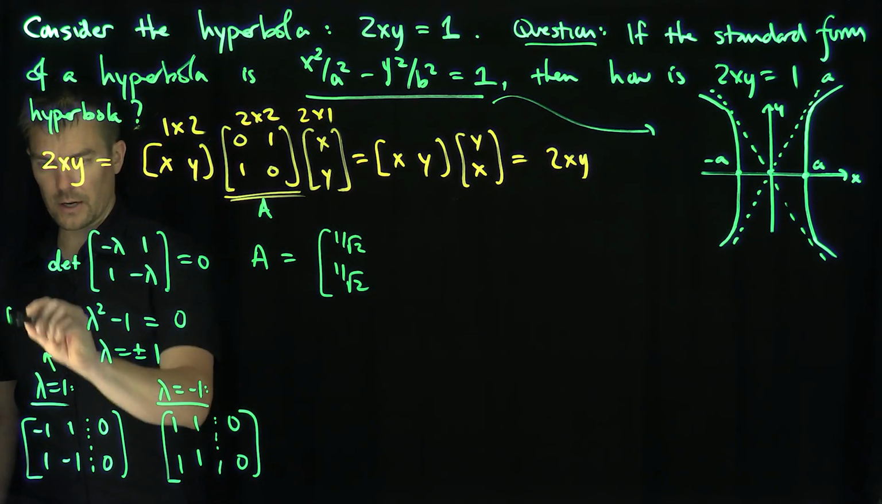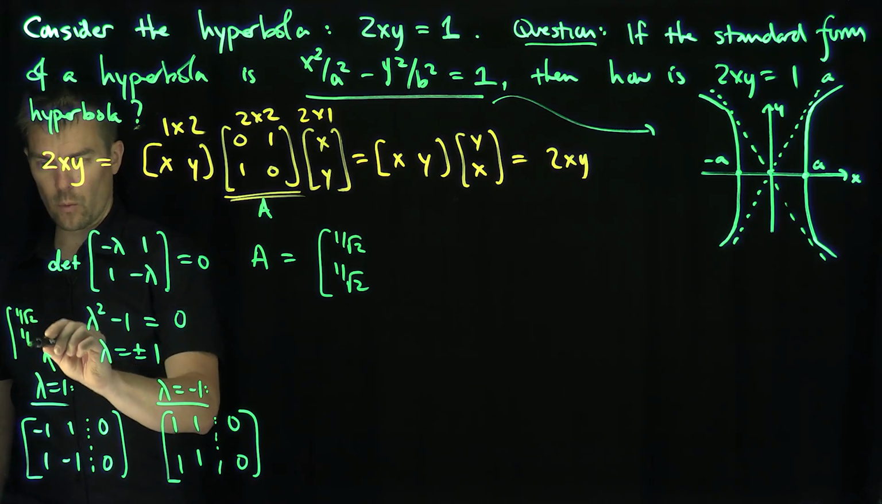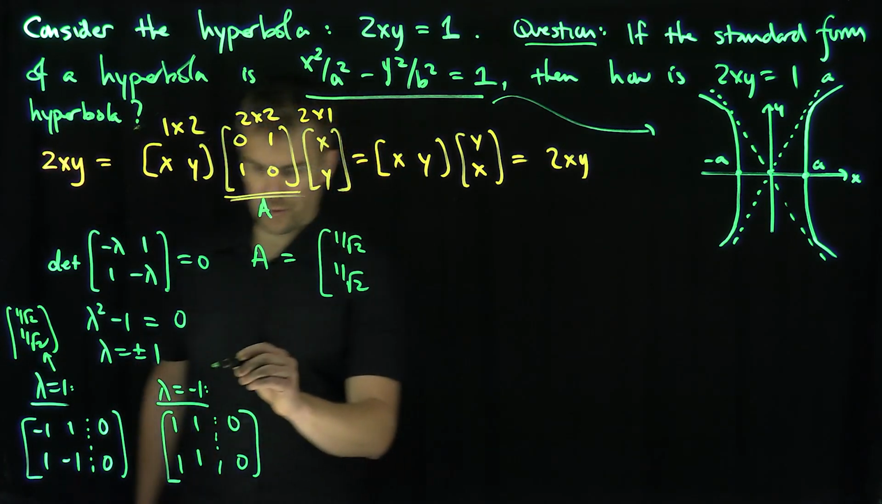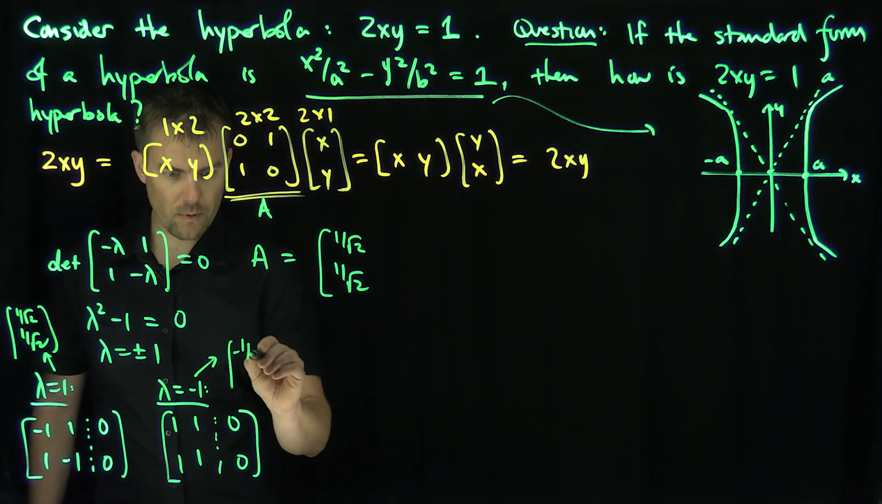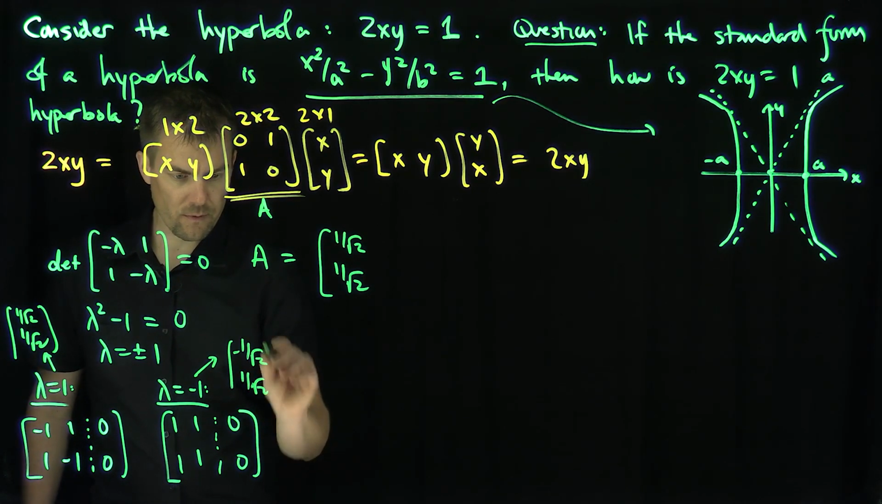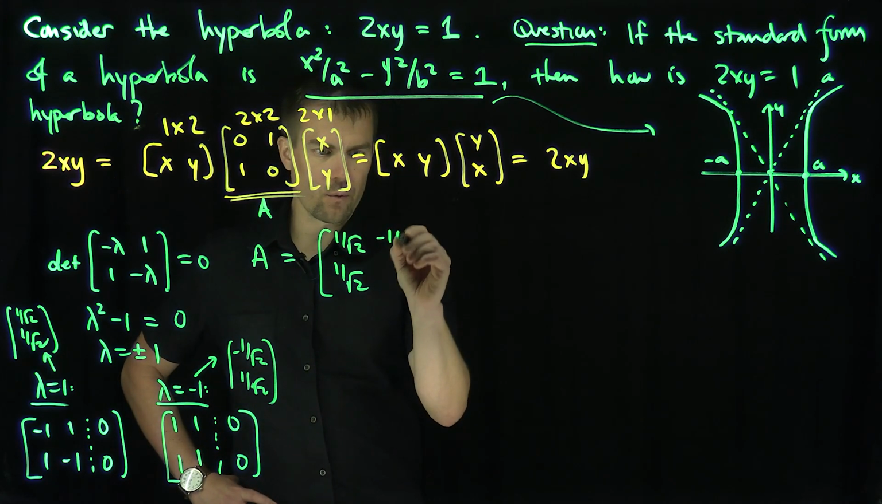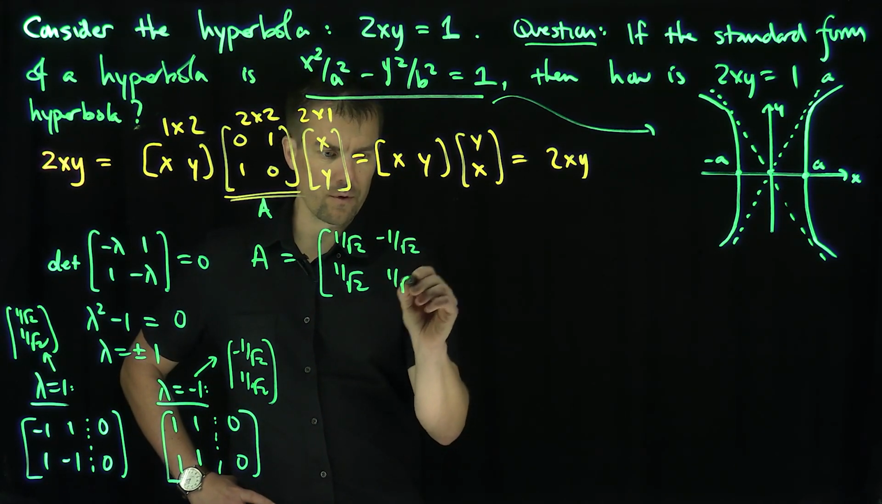So this eigenvector over here, I'm going to choose to be 1 over root 2, 1 over root 2. And then over here we can do negative 1 over root 2, 1 over root 2 for that eigenvector. So then we'll have another eigenvector over here: a negative 1 over root 2, and then a 1 over root 2.